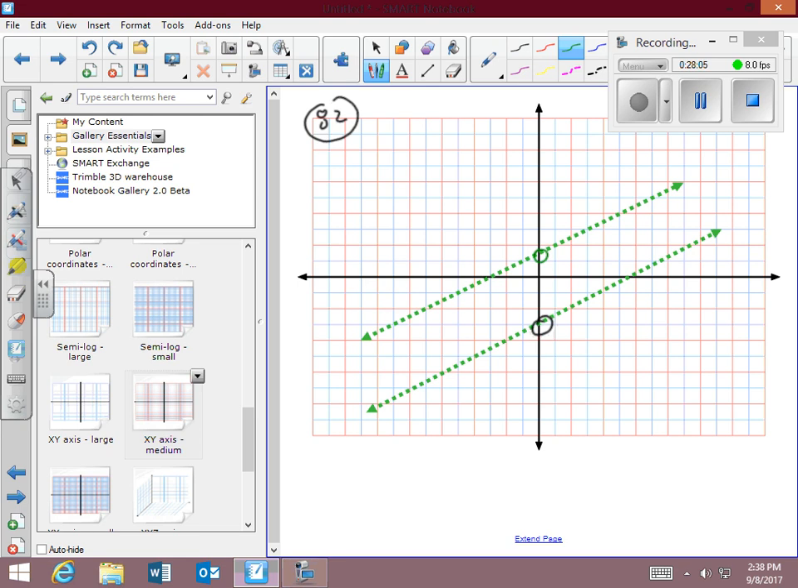Okay. What we'll look at is section 4.6.